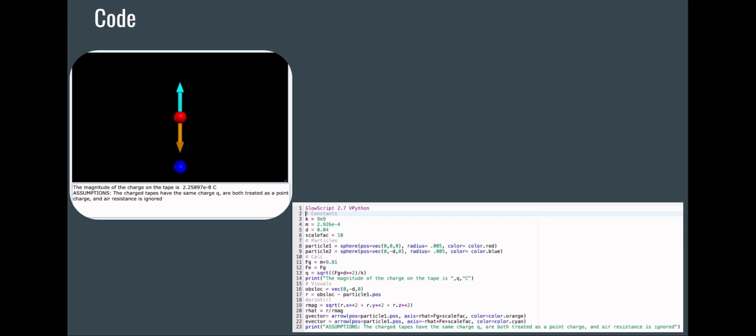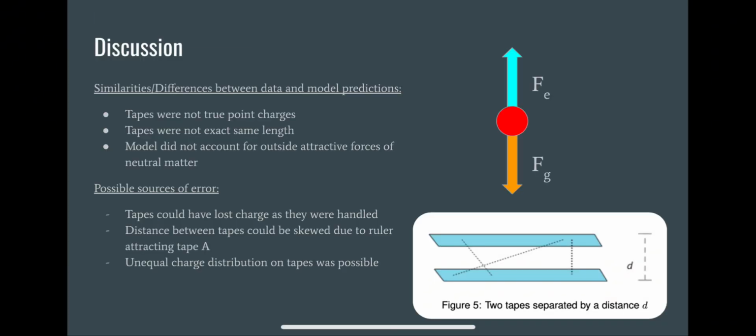In my code, the red sphere is tape B, the floating tape, and the blue sphere is tape A. The cyan-colored arrow is the force electric vertically upwards on the red sphere, and the orange arrow is the force of gravity downwards. In my code, you can see the section for constants, particles, calculations, and the rest is just visualization. The difference between our model and reality is that the tapes are not true point charges, the tapes were not the exact same length, and the model does not account for outside attractive forces, such as the two neutral objects used to suspend the floating tape, which would have exerted an attractive force on said floating tape.